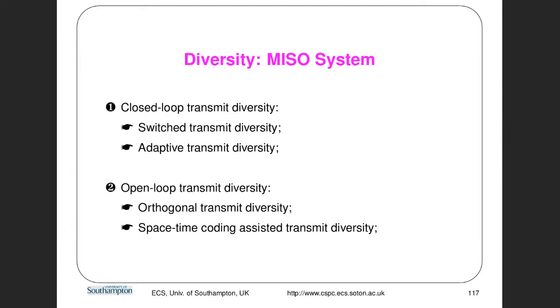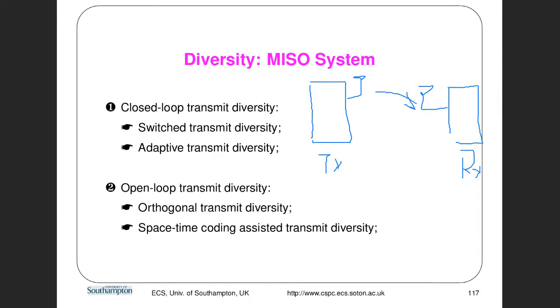MISO system, right, so we can have either closed loop or open loop. So what is closed loop? What is open loop? For your coursework, it's all open loop because there is no feedback from the transmitter to the receiver. So we have a transmitter, we have a receiver. How do we know the fading channel? We need to know the fading channel, right?